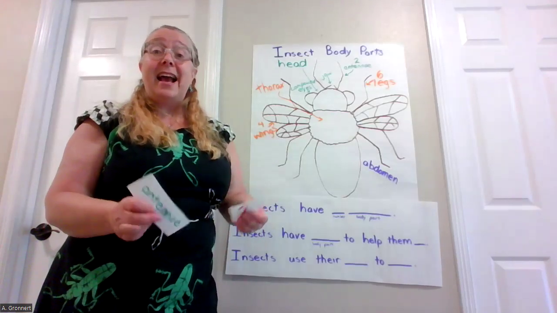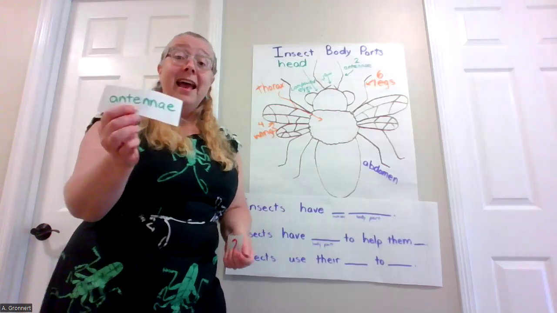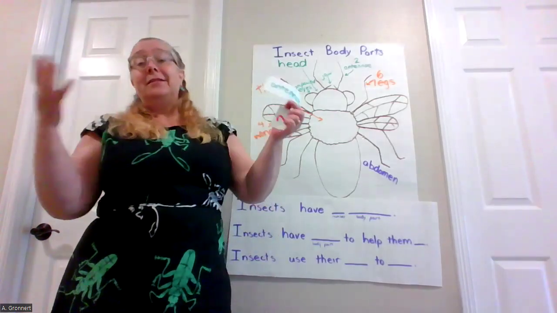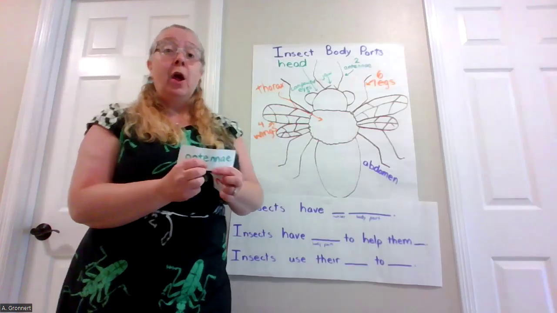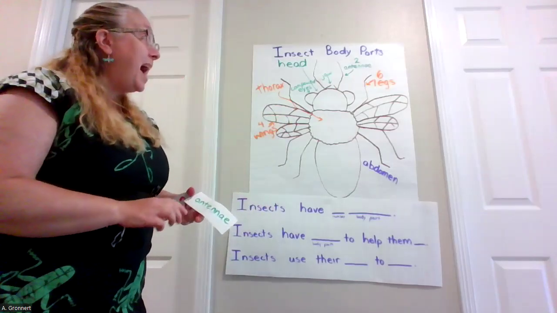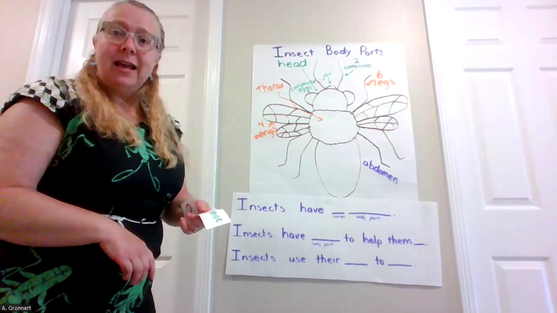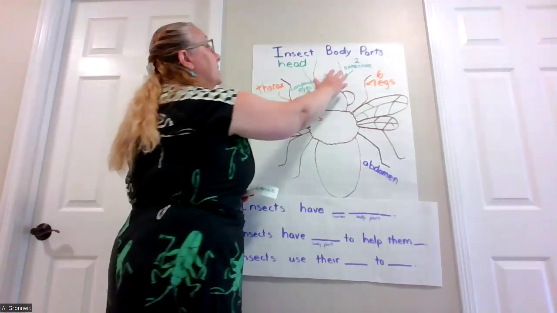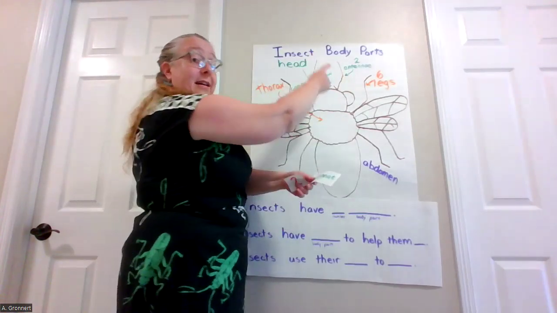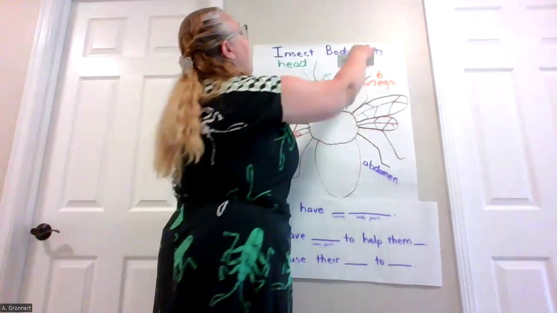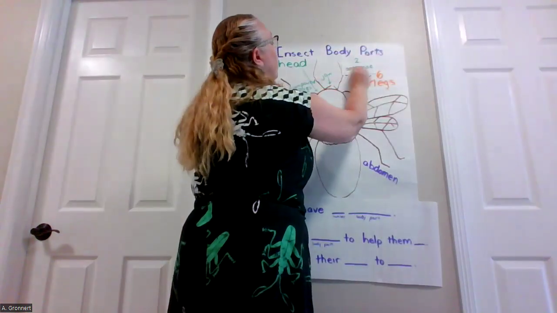And when they say, I know, I have antenna, say, great, antenna. Where should I put that on the chart? And they can come up and point to the antenna right here. Here are the antenna. And we can add those to the chart.